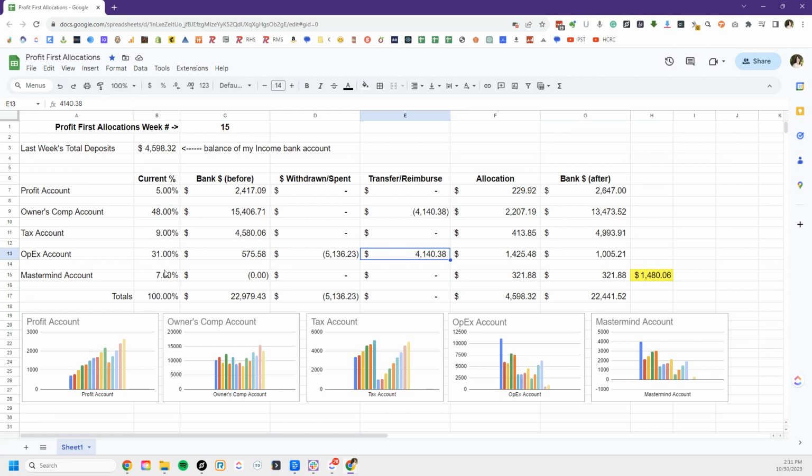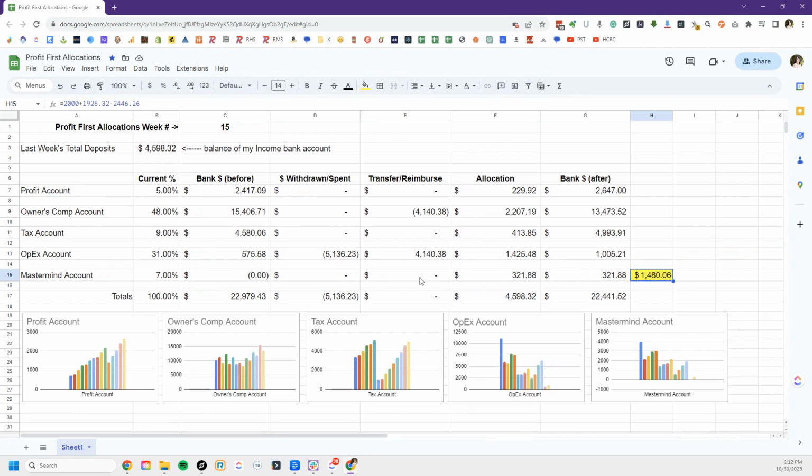And so I'll have to work on adjusting my percentage, but I'm going to stick with the percentage I have now. But it left me with, this is why this number is highlighted in yellow, 1480. I overspent by 1480. Now, luckily, I had the money in my OPEX account, so I just paid it. But I left this sitting here because I need to reimburse the OPEX account for what I overspent on my mastermind.